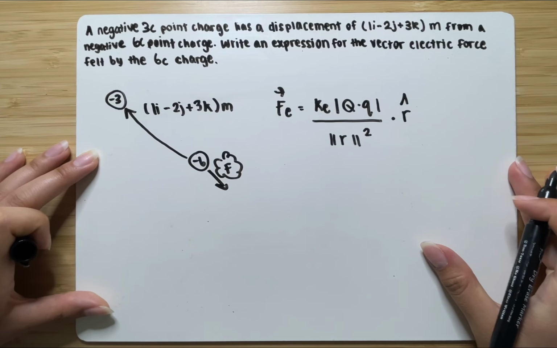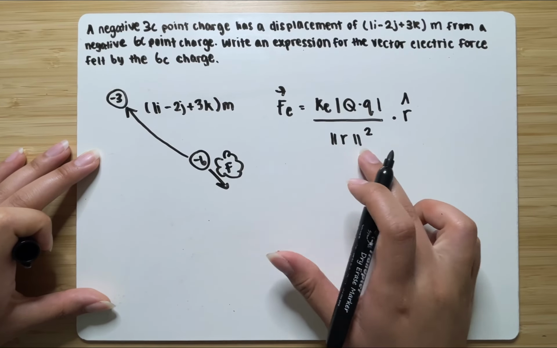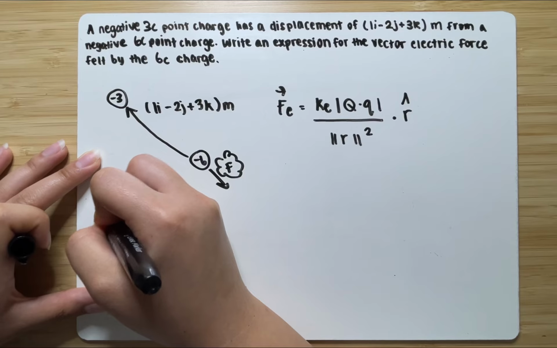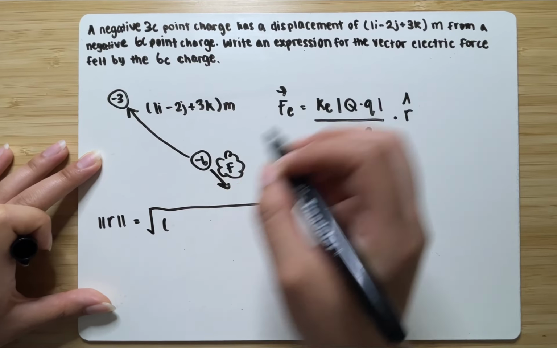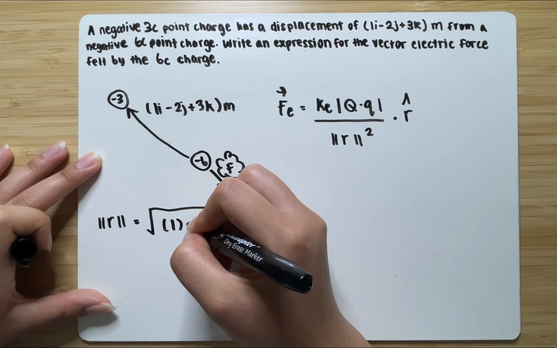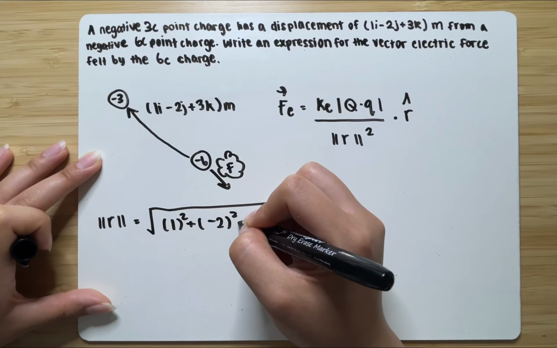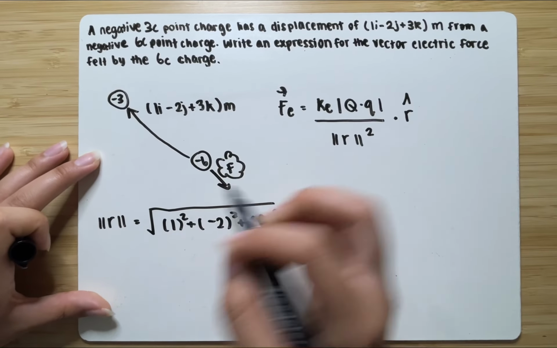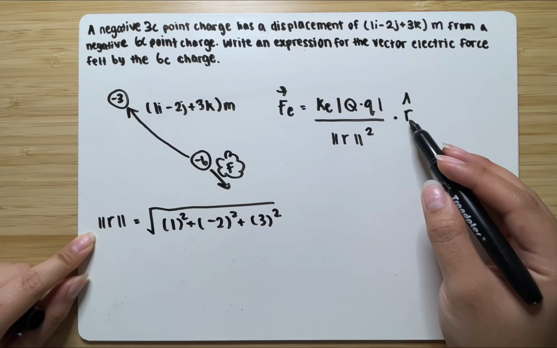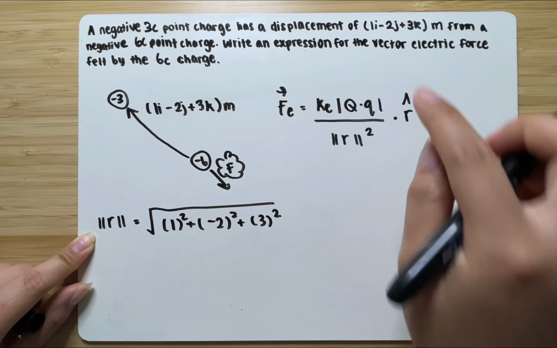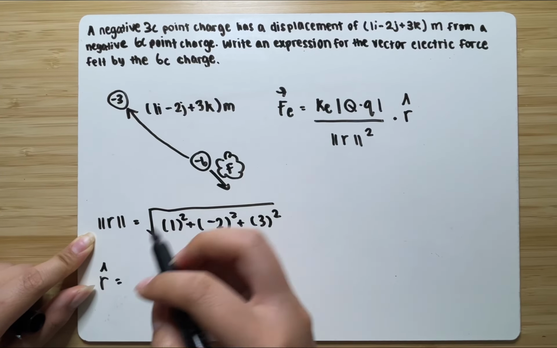Okay, now let's find the magnitude of r squared. So the magnitude of r is equal to the square root of the vector, which is 1 plus negative 2, we square all these, plus 3 squared. Okay, this is the magnitude. And to find the unit vector for r, it's going to be the regular vector over its magnitude. So the unit vector of r is going to be the regular vector.